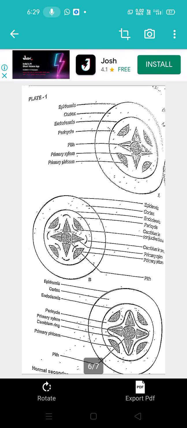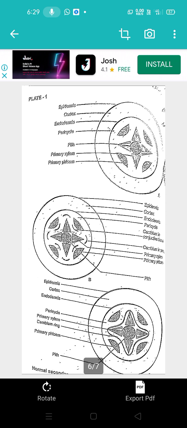We will observe in the first figure the pith in the stellar region. We will observe here the phloem patches. Then in between the phloem patches, the xylem patches are developed and centrally the pith is developed. In between the xylem patches and phloem patches, the conjunctive tissues are developed.